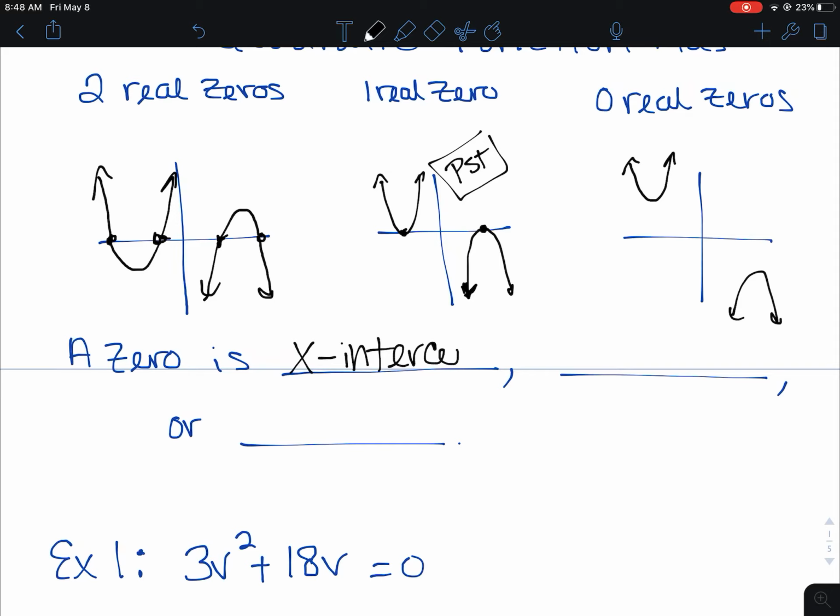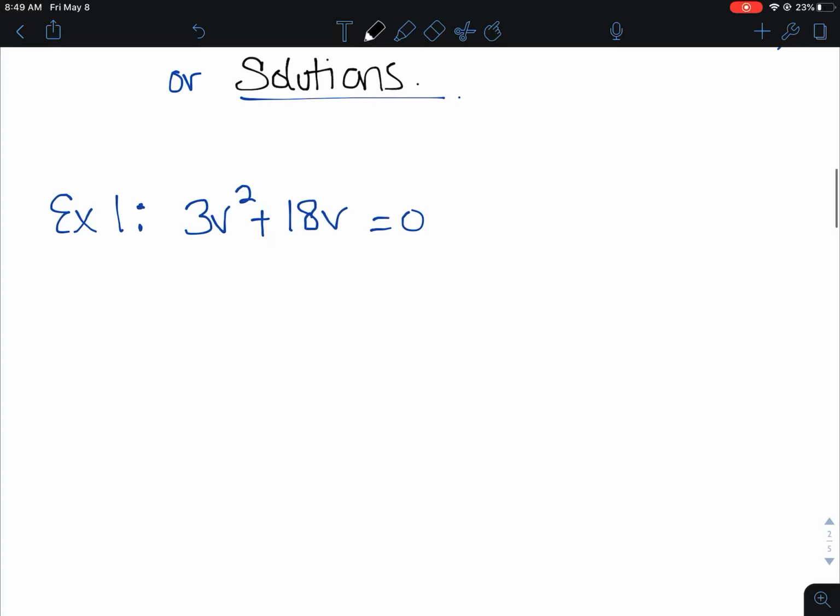A zero is considered an x-intercept. We can also call it a root. So you might hear, how many real roots do you have? Well, you can have 2 if it crosses twice, you can have 1 if it crosses once, and you can have 0 if it crosses not at all. Or if we're dealing with equations, these are considered our solutions, okay? So these words are somewhat interchangeable: zeros, x-intercepts, roots, solutions. They're all talking about those same values there where the graph hits the x-axis.